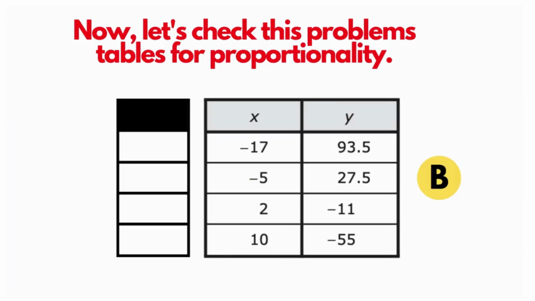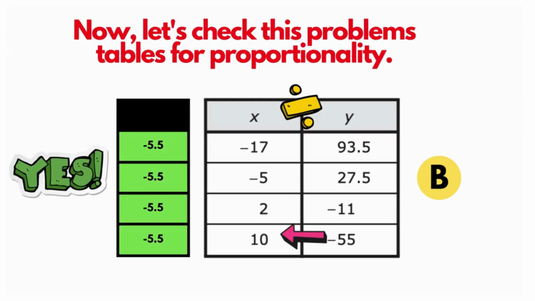Let's go to B. Use division once again. We're going to divide these numbers. Use this on your calculator pretty easily. We've got a rate of -5.5, -5.5, -5.5, and -5.5. So B works as well because they have the same rate.